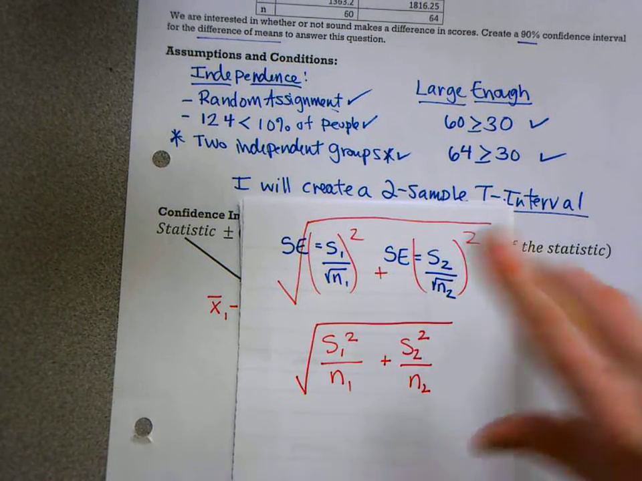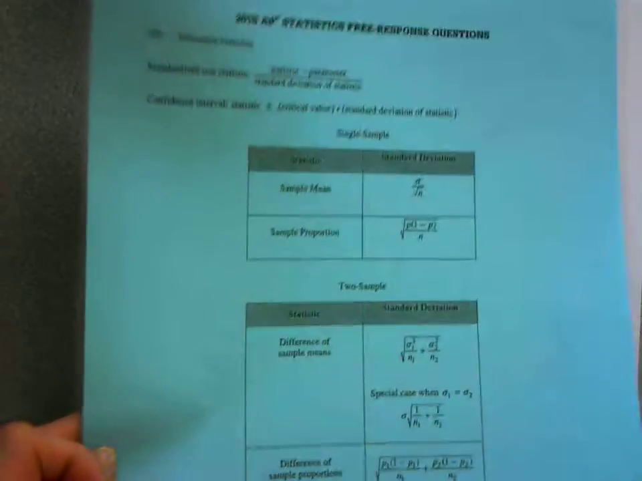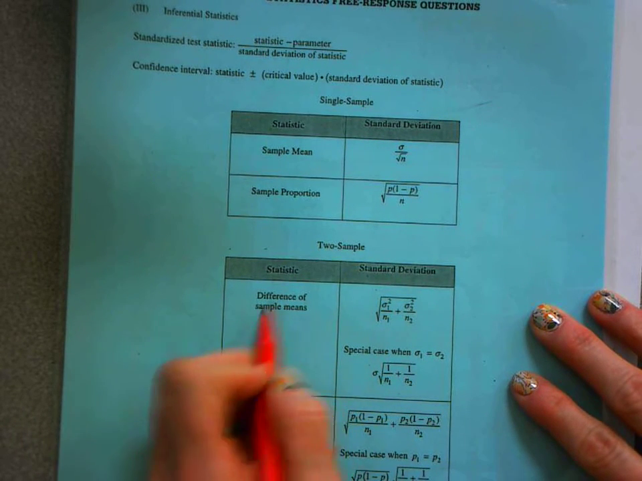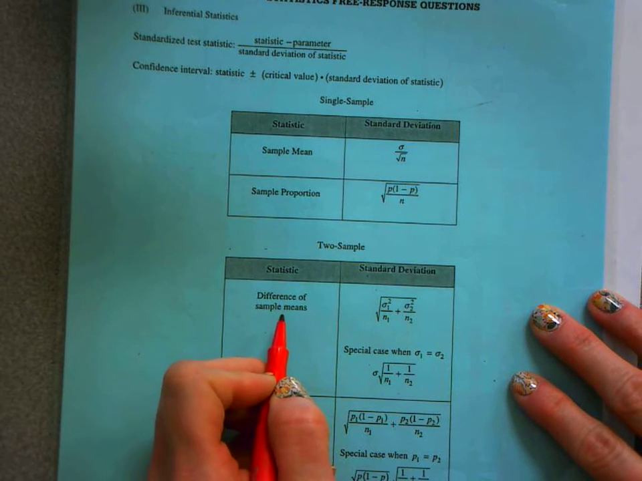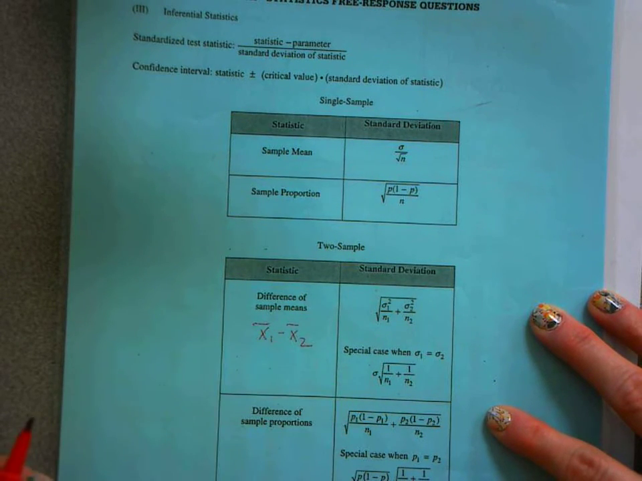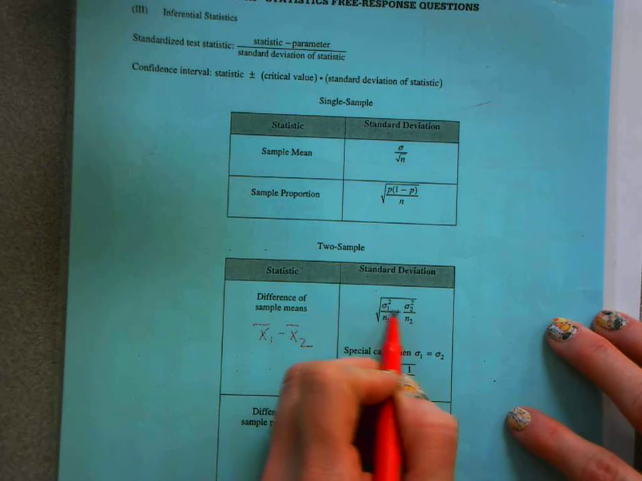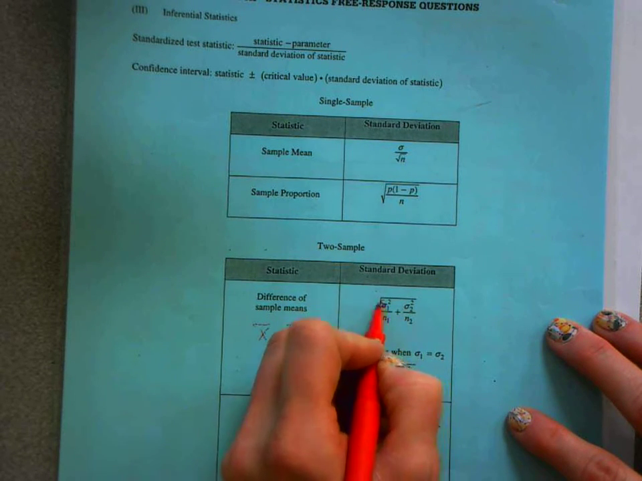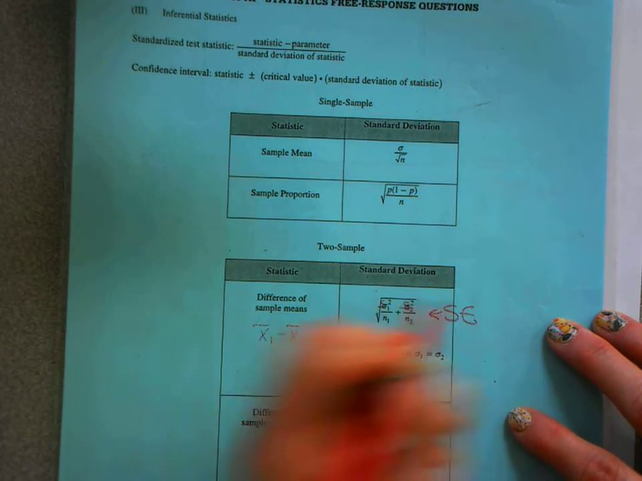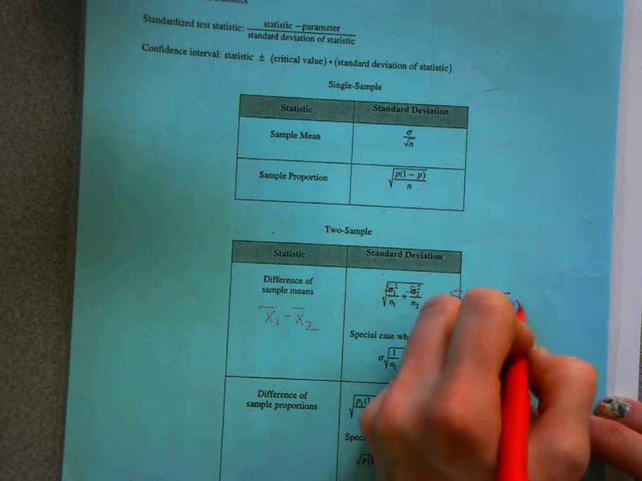And they sort of put this on the formula sheet, so why don't you grab your formula sheet. They say difference of sample means is the statistic we're looking at, and that is what we're looking at, x bar 1 minus x bar 2. And you see the standard deviation of it is right here. They use sigmas instead of s's, so you just need to remember to change those to s's. But this is going to be used for our standard error. And you'll find out it's for the interval and the test, but we're not going to do the test until next class.